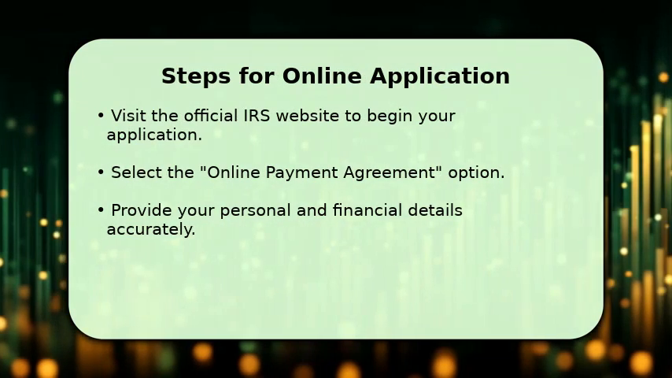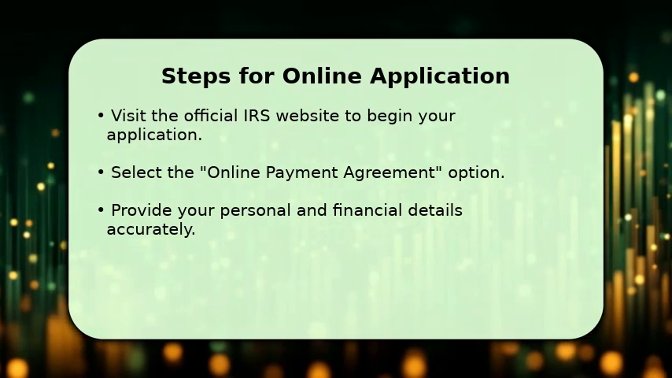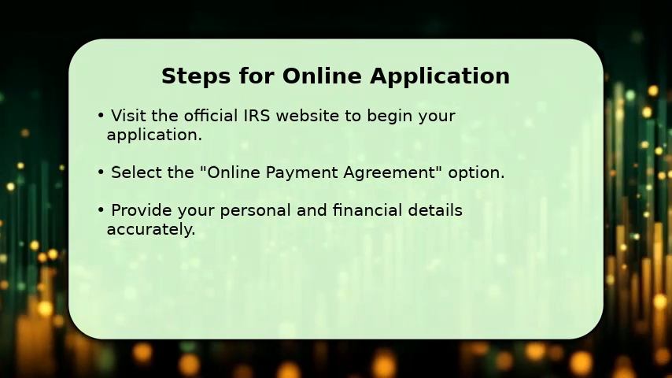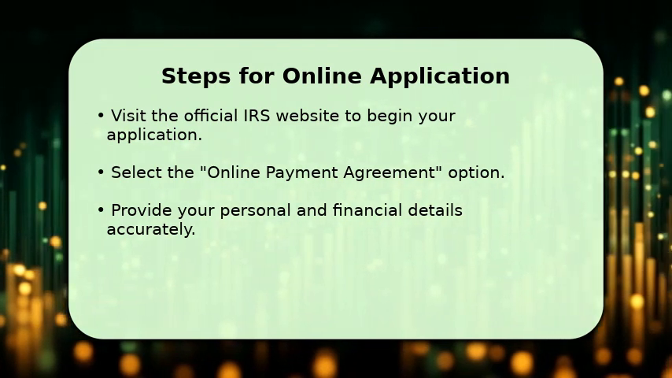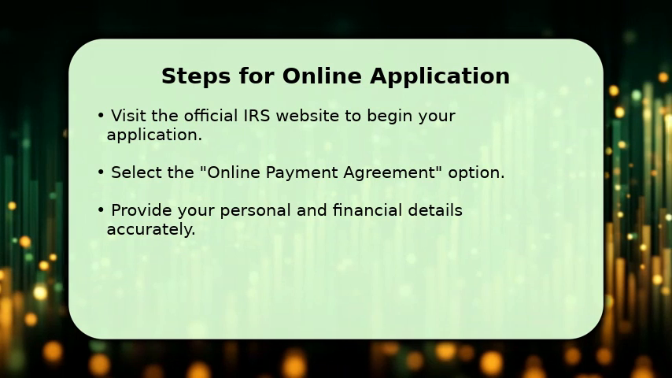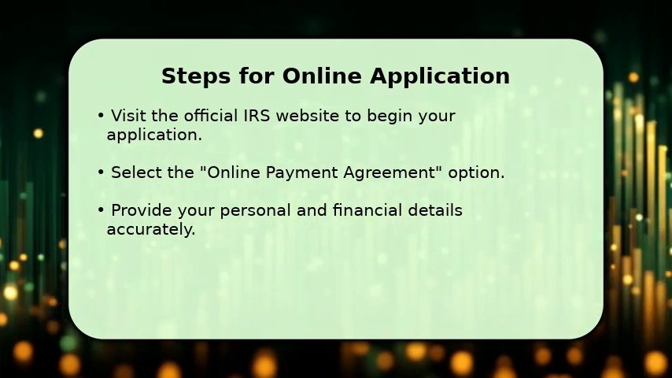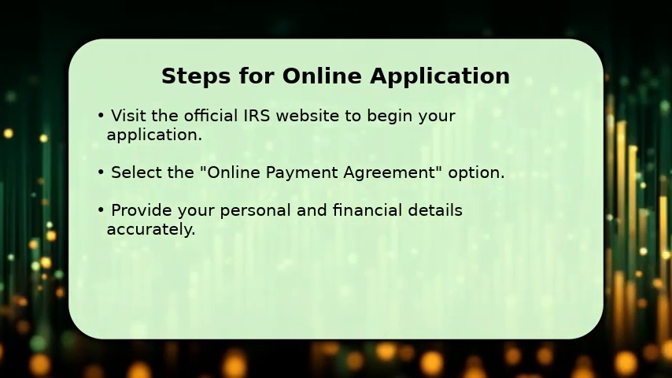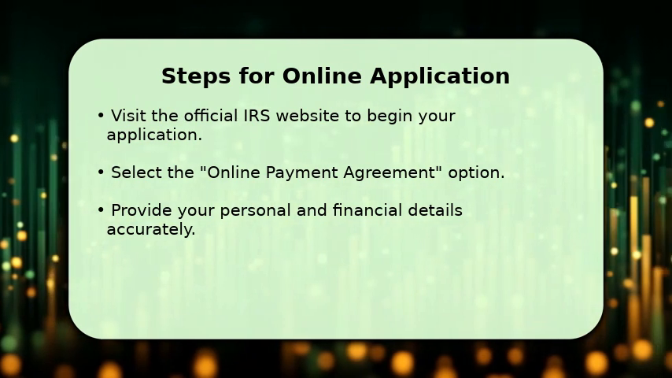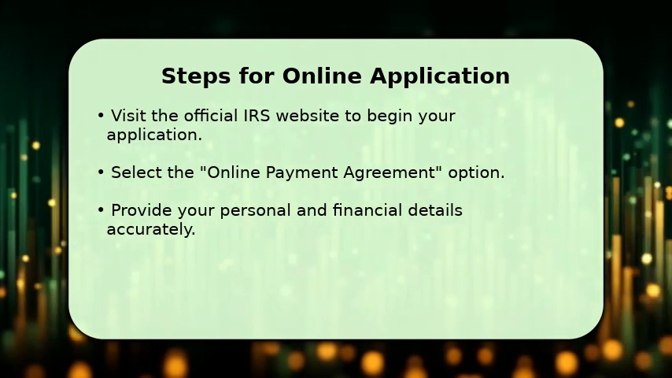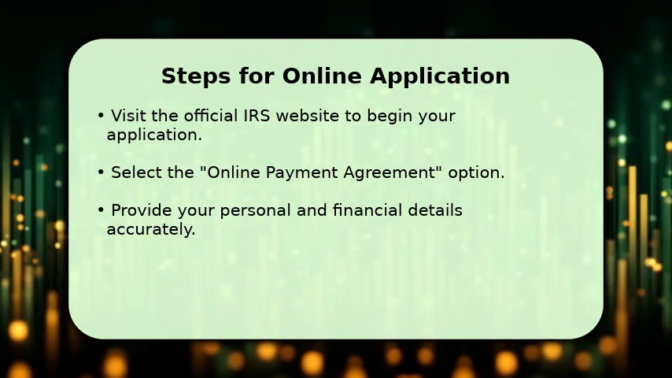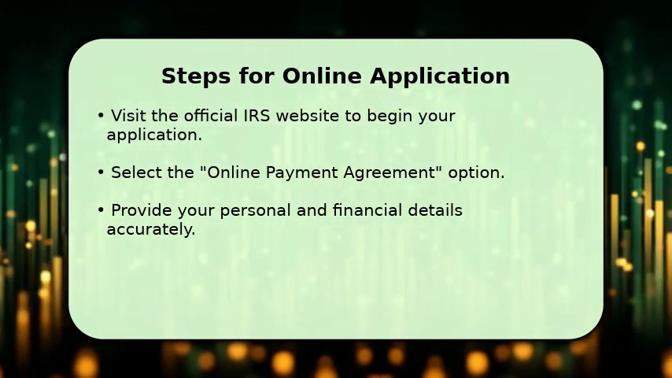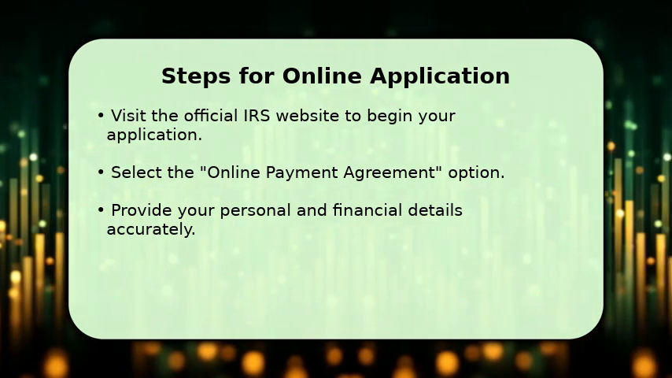The online application process is straightforward. First, navigate to the official IRS website and locate the online payment agreement section. You'll then be prompted to enter your personal and financial information. It's vital to provide accurate details to avoid delays. Carefully review all the information you've entered before submitting your proposed payment plan. The system will guide you through each step, making it easy to complete.